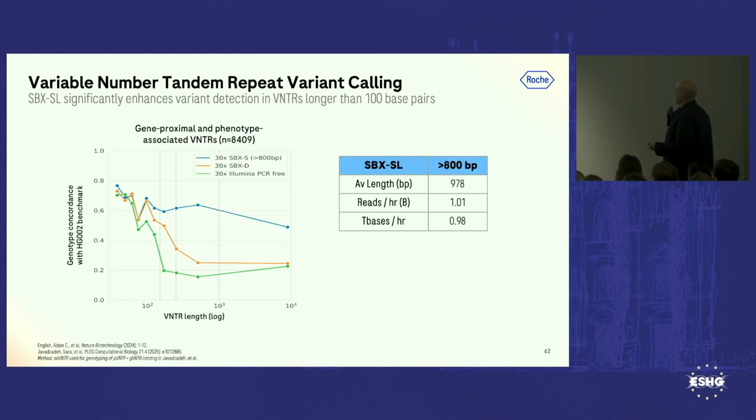And this is a specific result from HG002, a genotyping concordance benchmarking run. On the right actually gives the numbers that we got. Again, this is a 1 hour sequencing run, 1 billion reads, average read length almost 1,000, so almost a terabase of sequence of just those lengths in 1 hour of sequencing. So there's a lot of power there.